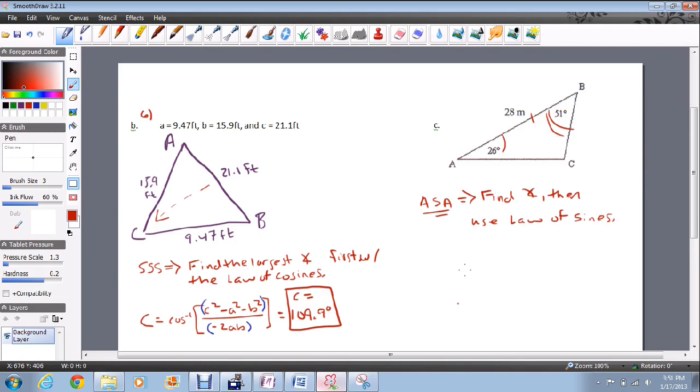So we just set up our proportions. B over the sine of 51 degrees is equal to 28 divided by the sine of 103. We cross multiply, divide, we get a final answer of B is equal to 22.3. Our units are meters.